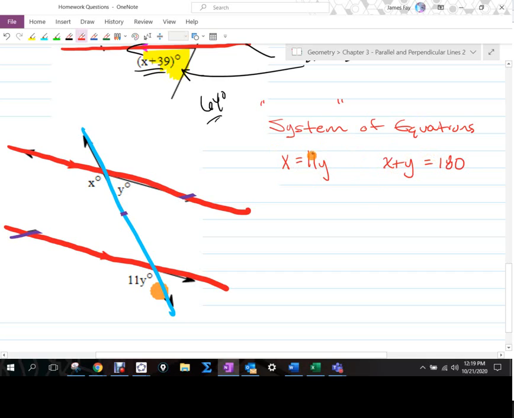If x is equal to 11y, can I come over here and where I see that x, replace it with 11y? So I have 11y plus y equals 180. So 12y equals 180. Y is going to be 15. And if y is 15, then x is going to be 165 when I plug that back in.